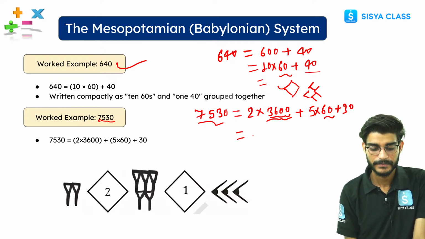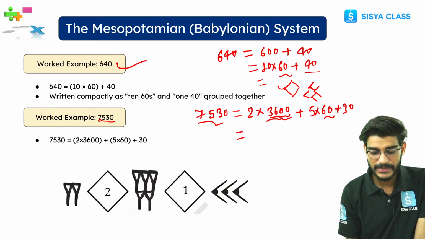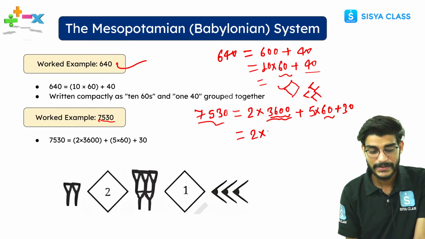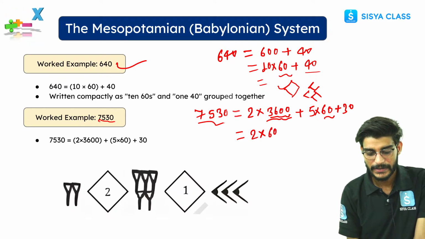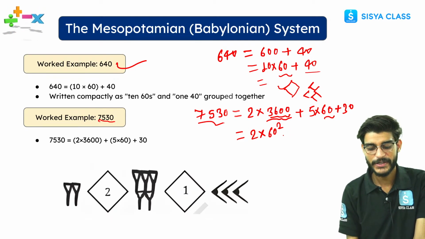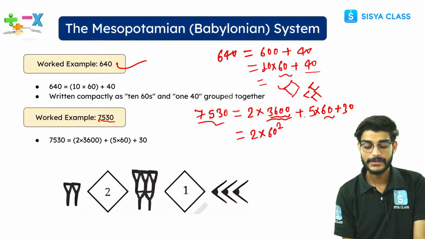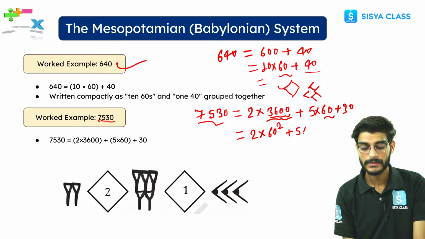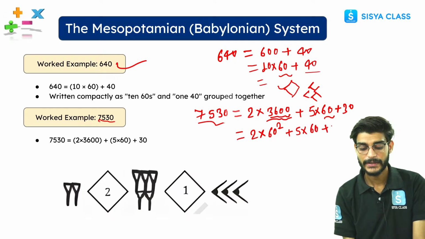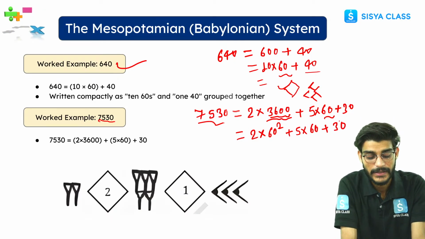Can you tell me what is 3600? So can you write this as 2 into 60 square, means 60 to the power 2? Obviously I can write this as 2 into 60 to the power 2. Next is 5 into 60, and then 30.